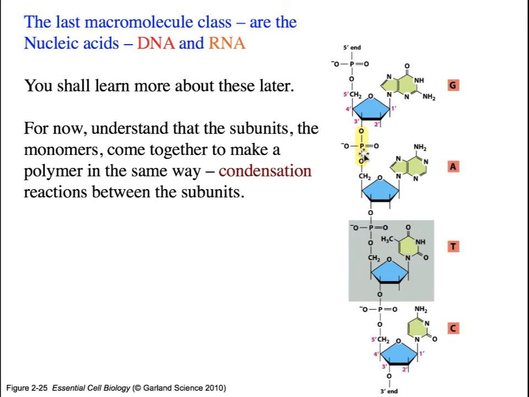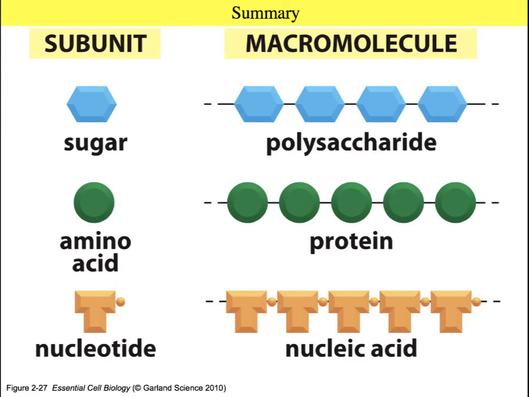A special type of bond, a phosphodiester bond, is formed between the subunits. A common thread running through the formation of these large molecules is that the subunits are bonded together by specific enzymes to form larger molecules. In the case of sugars, the individual sugar subunits are bonded together to form polysaccharides. Individual amino acids are bonded together to form proteins, and individual nucleotides are bonded together to form nucleic acids.